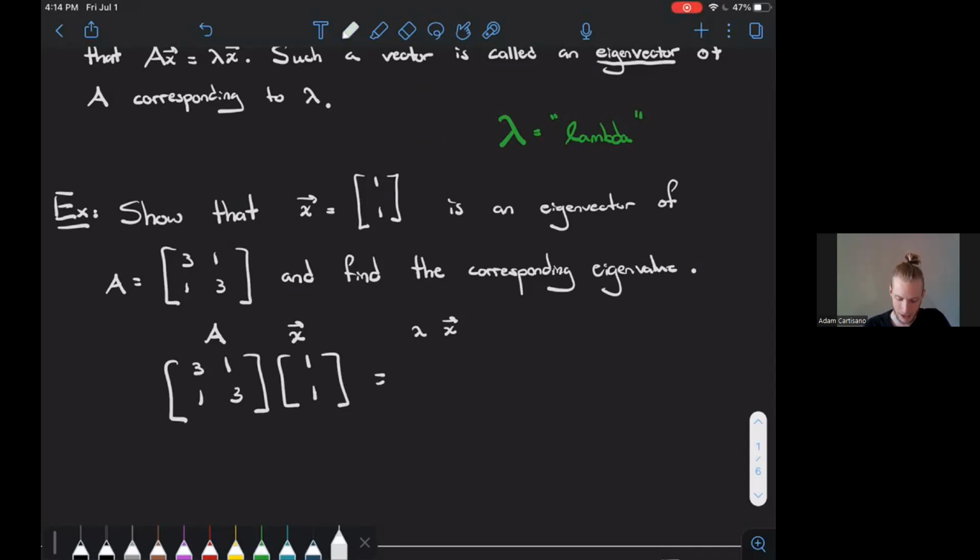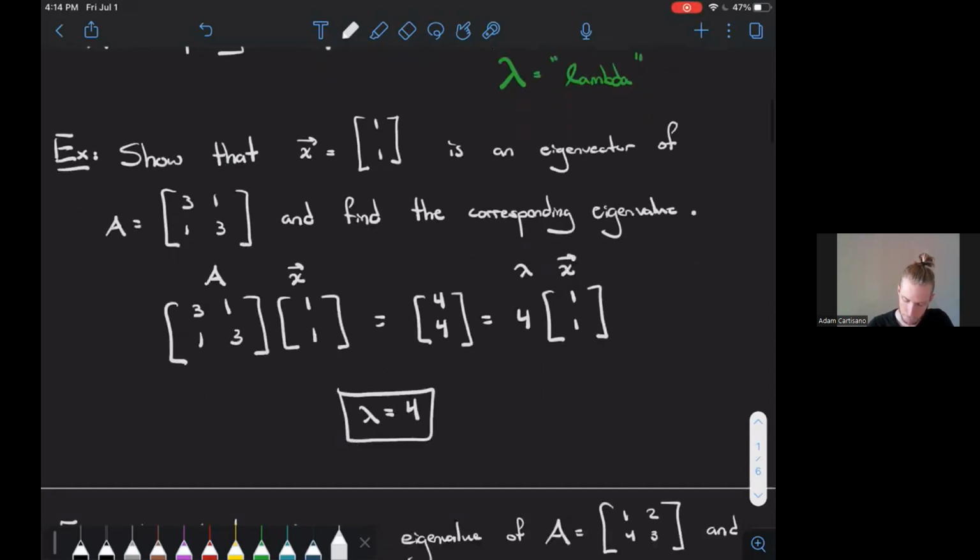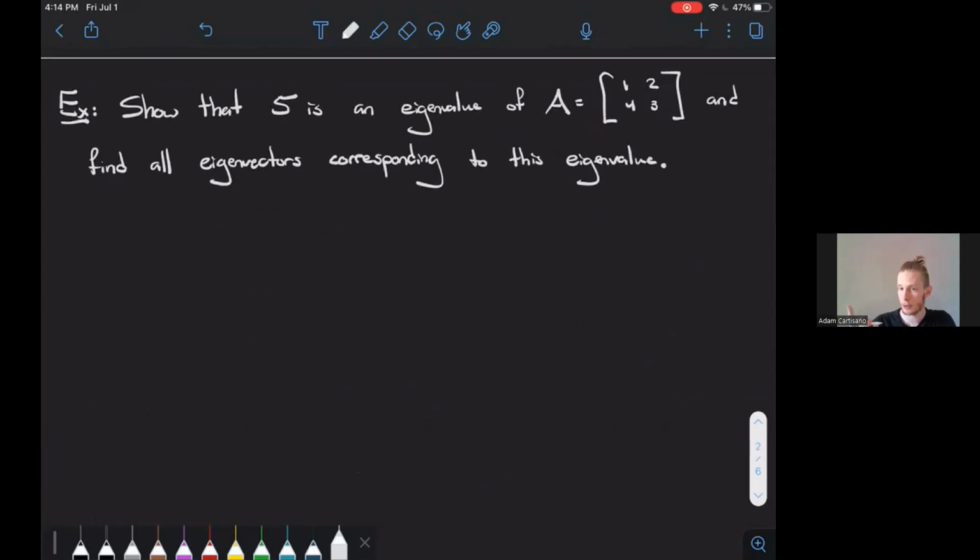So what is this matrix product? Well, that's pretty easy. It's 4, 4, which is equal to 4 times 1, 1. There's your lambda. There's your x. Okay, so lambda equals 4 is the answer. Lambda equals 4. Okay, now let's go. Given an eigenvector, we were able to compute the eigenvalue.